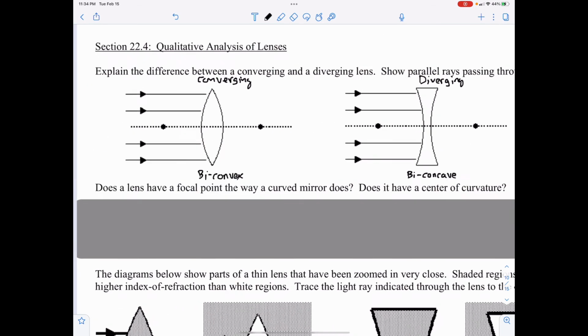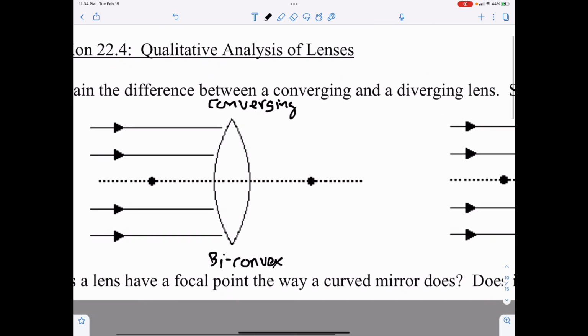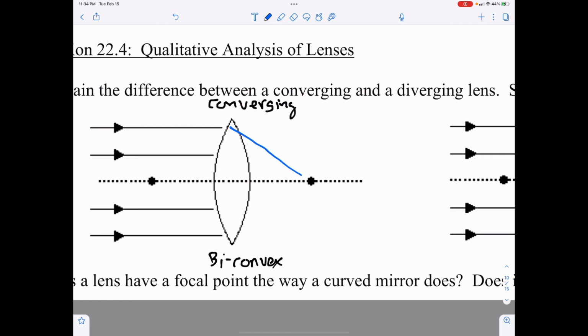Okay, so what do you notice here? Converging lenses are going to have parallel rays of light all refract through the far side focal point, just like you see here.